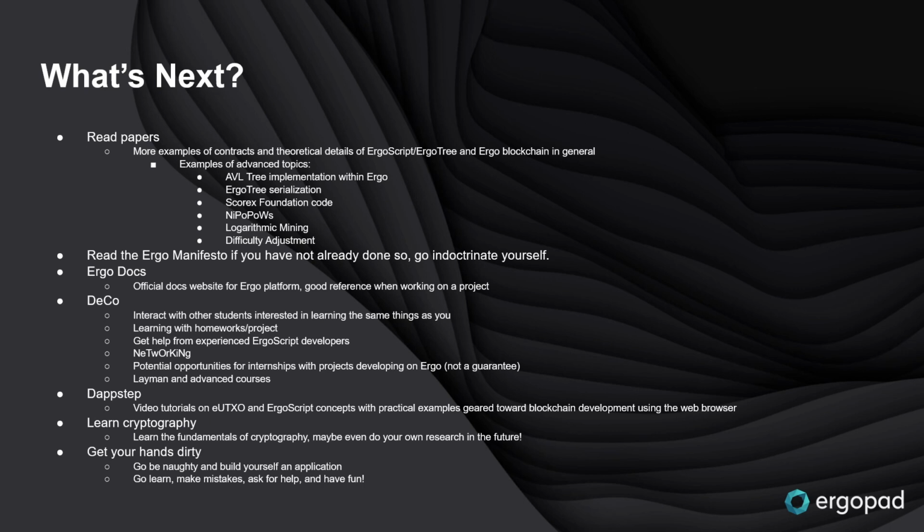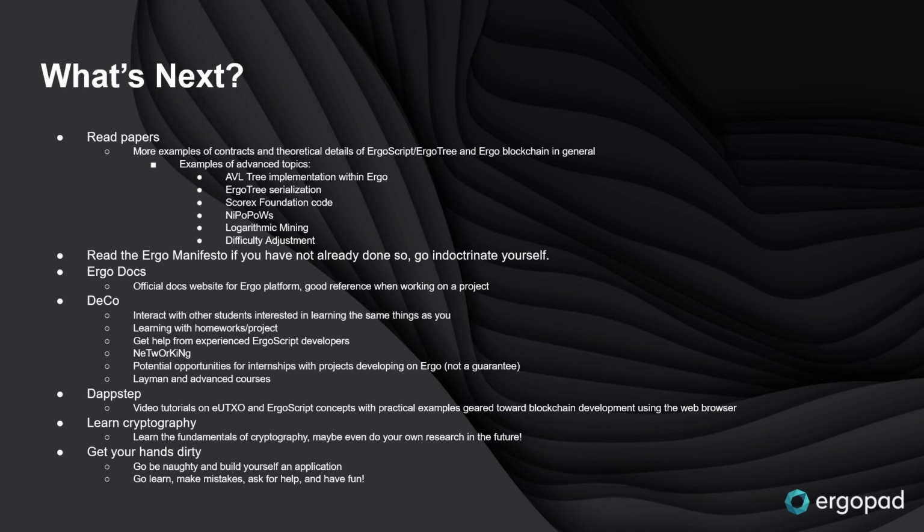There is also Deco, which I actually participated in myself almost a year ago, and that was my first exposure to the Ergo blockchain more in depth. It's a great way to interact with other students who are interested in learning the same things. Just talking to people is really cool. You get to learn with some homeworks or projects if the course requires it. You can get help from experienced developers. It's a good opportunity to network with other people, find out what other people are interested in working on in the ecosystem.